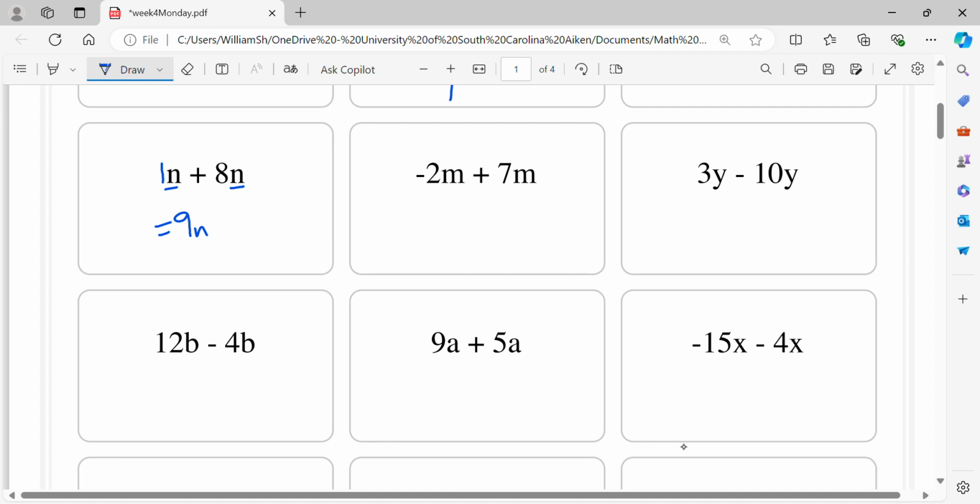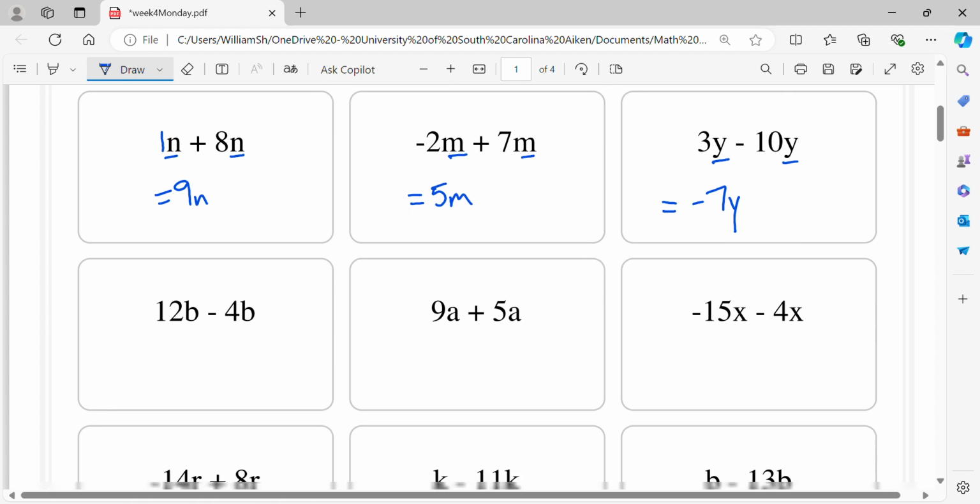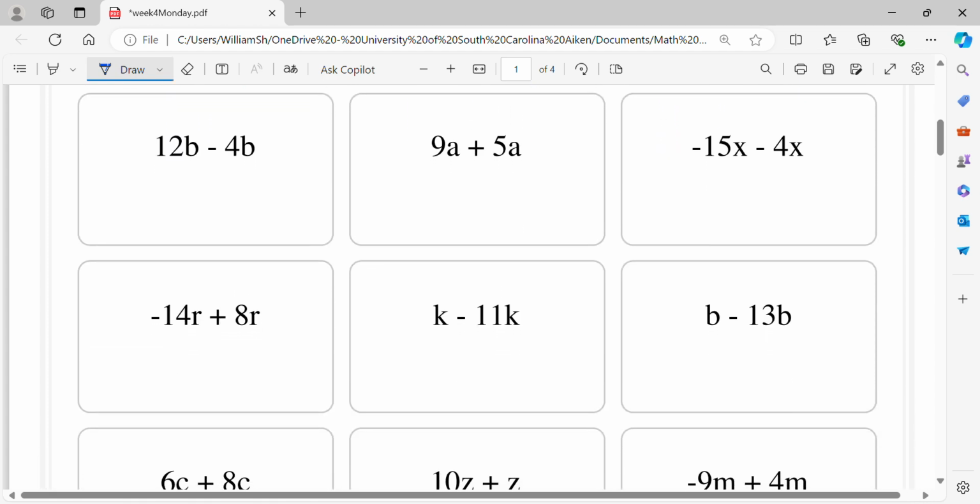Here we have negative 2m plus 7m. We do have like terms here. The like term itself, the variable, is m, so I can combine these. Negative 2 plus 7 is going to give us a 5, so I have 5m. And the next one I have 3y minus 10y. The like term here is the y. 3 minus 10 is negative 7, so I have negative 7y. Like I said, hopefully you can tell it's not meant to be really difficult.